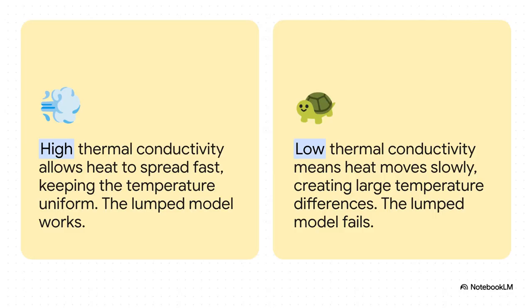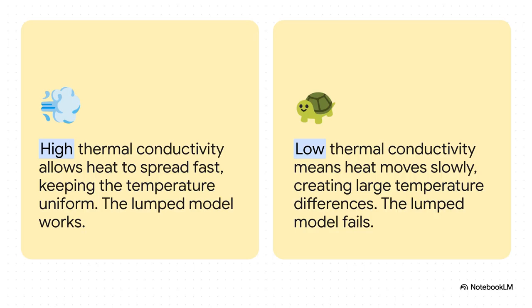Okay, so let's bring it back to our original mystery, the copper ball versus the roast. For the copper ball, this lumped system idea works perfectly. Copper has a high thermal conductivity, which just means heat zips around inside it so fast that the temperature stays pretty much uniform as it cools. But the roast? Totally different story. It has low conductivity, so heat just crawls from the outside in. That's why you get a hot surface and a cold center, and why our simple lumped model completely falls apart.